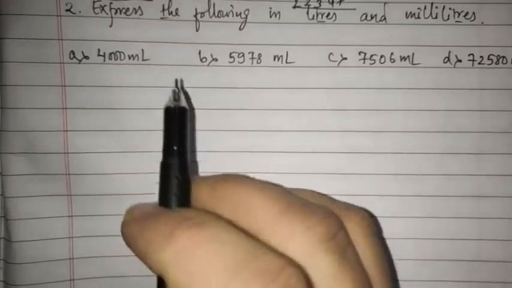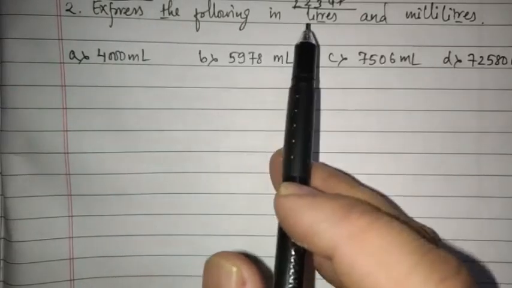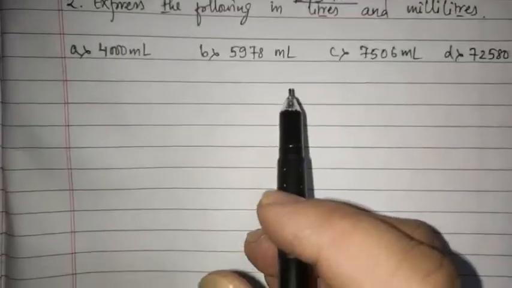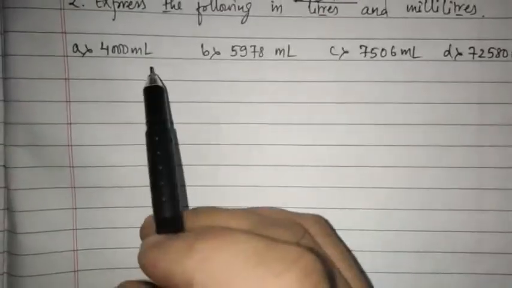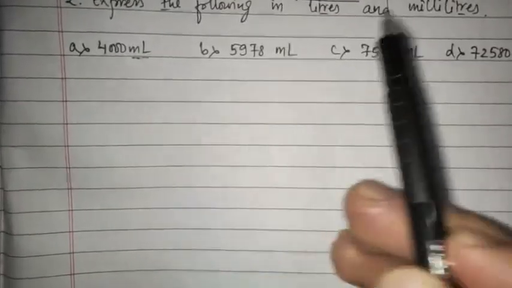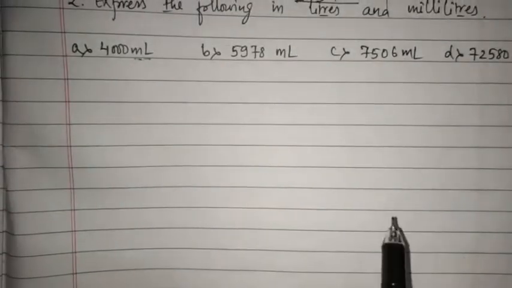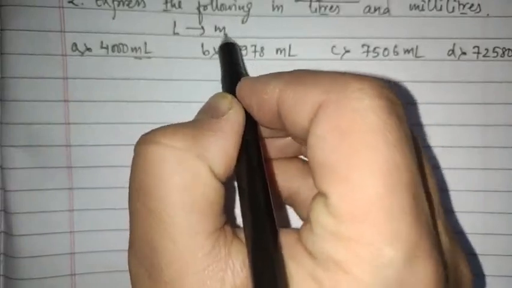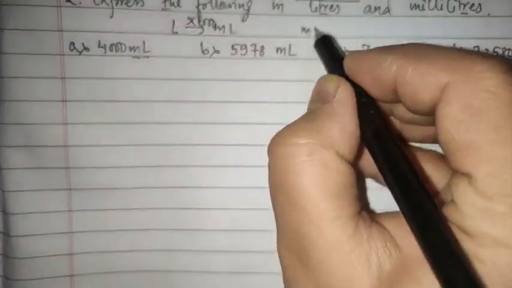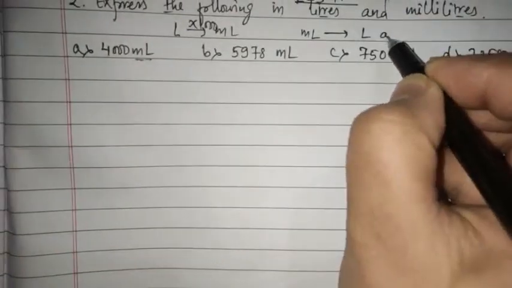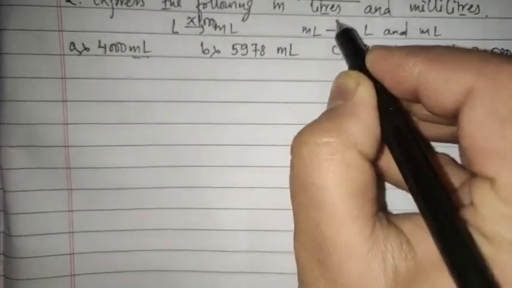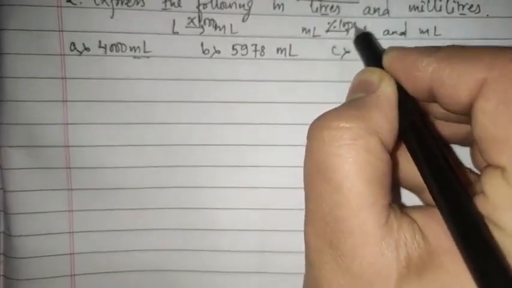Proceeding to question number 2, we have: express the following in liters and then milliliters. So here what you have to do is convert this milliliter into liter as well as milliliter. Now in the first question, we converted liter into milliliter by multiplying with 1000. Now here we have to convert milliliter into liter and milliliter. So here you will divide that number by 1000.